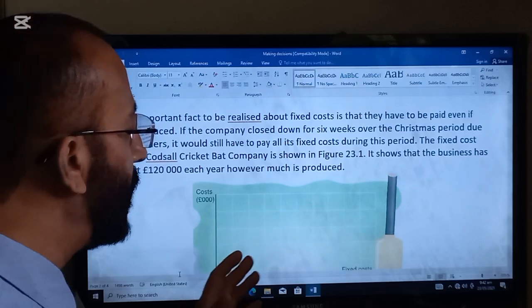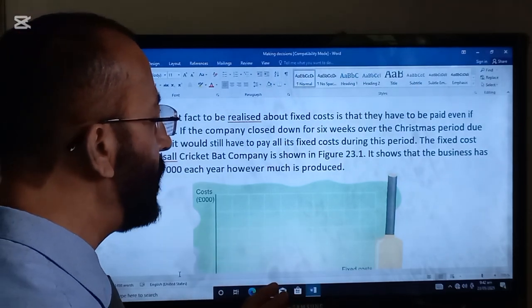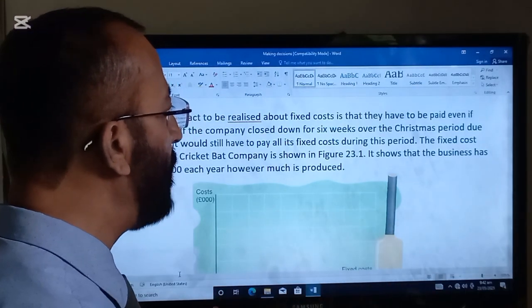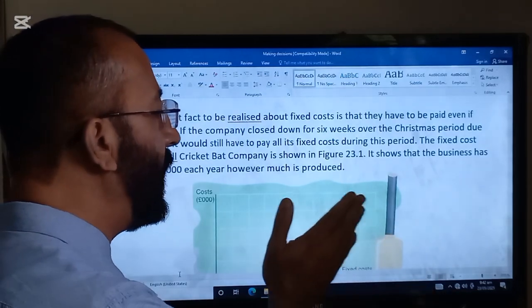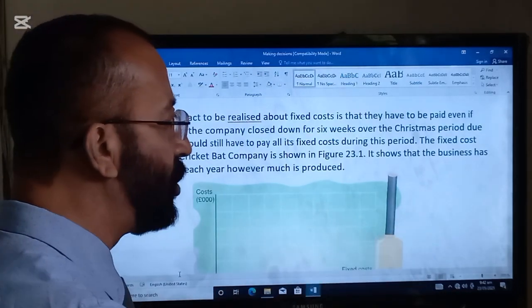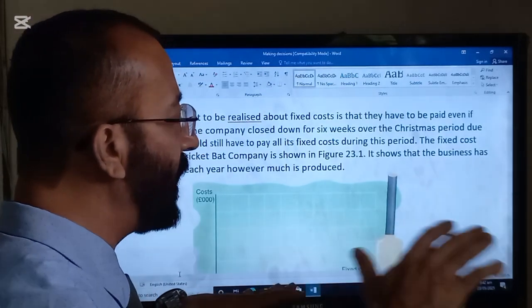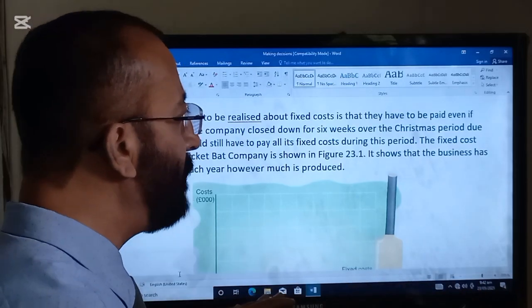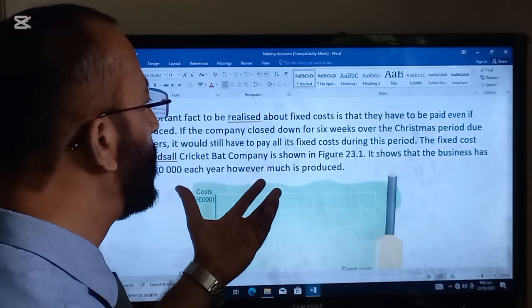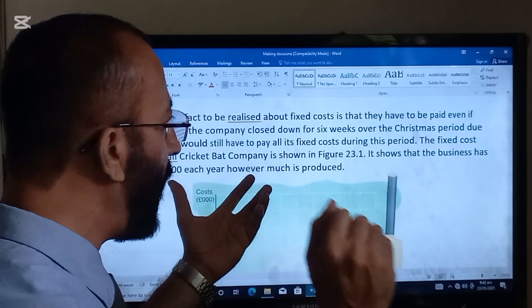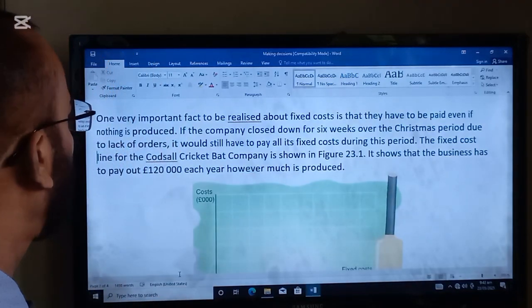For example, the workers who are working full-time getting a wage, we have to pay them. We have to pay the telephone fixed charges. We have to pay the electricity fixed charges. We have to pay the rent. These are the fixed charges which we have to pay in every circumstance.